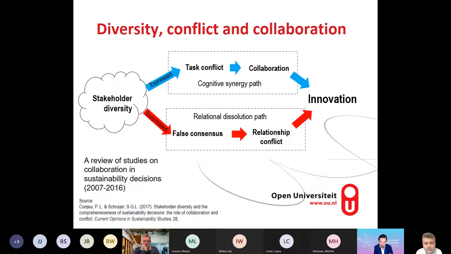That's a suppression of the interest and the diversity that exists in the system. And eventually, even if it leads to some sort of preliminary harmony, in the end, it generates conflict that decreases innovation, and we called this path that starts with the false consensus a relational dissolution path. What you want in terms of collaboration is to generate cognitive synergy, and that requires conflict.